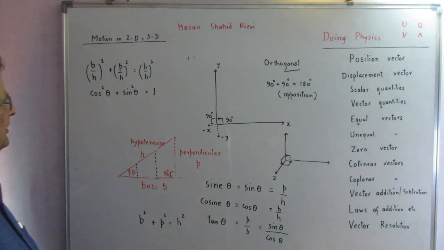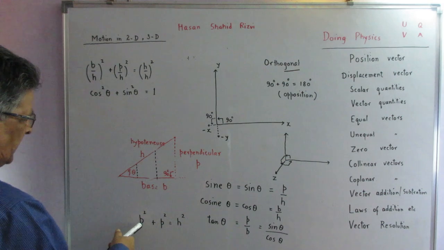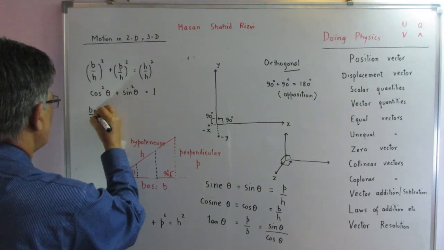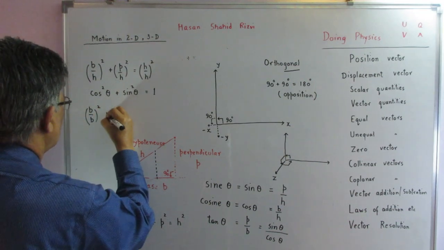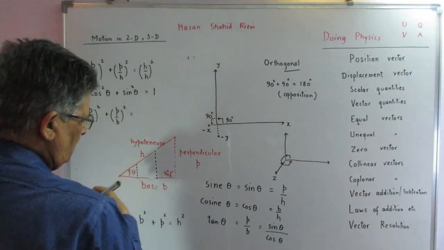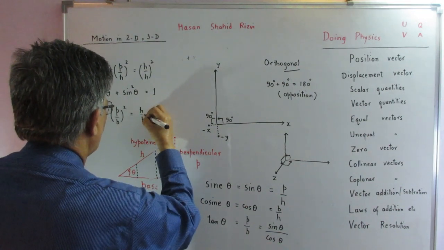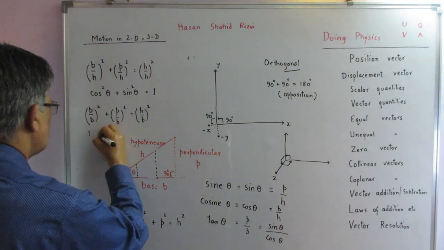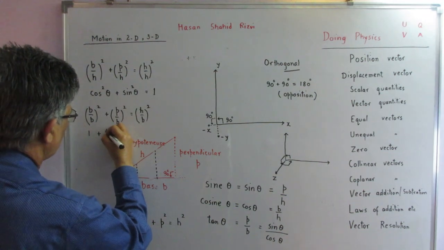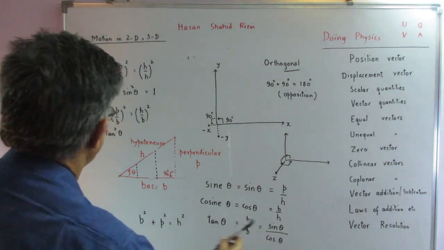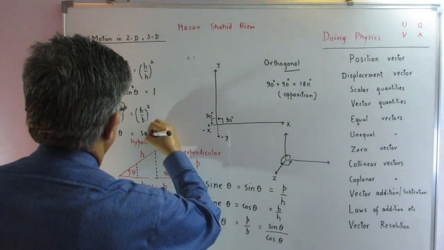Similarly, if I divide by b square, in the same relation I will get b upon b whole square plus p upon b whole square is equal to h upon b whole square. So I get another identity. b upon b is 1, p upon b is tan theta, so this is tan theta square, which I'll write as 1 plus tan square theta. And h upon b is the cosine reverse, which I told you is sec, so I get sec square theta.